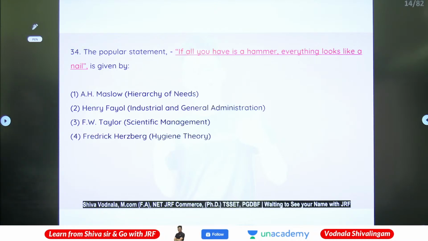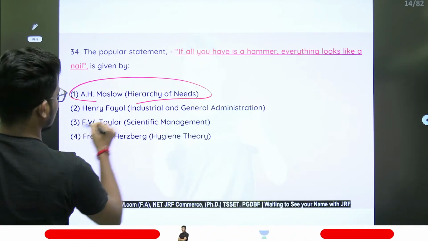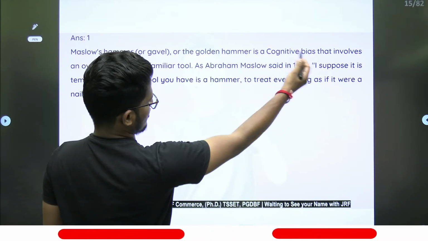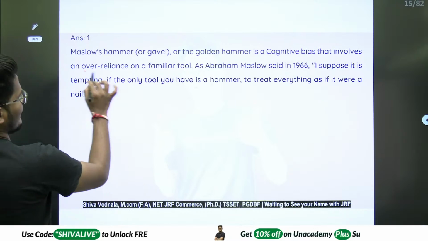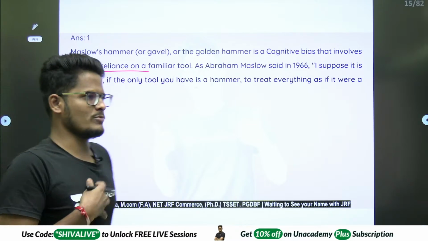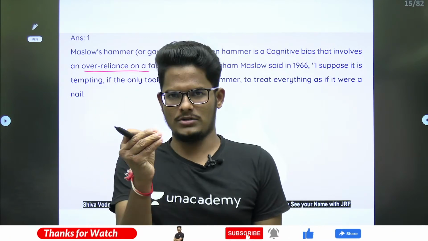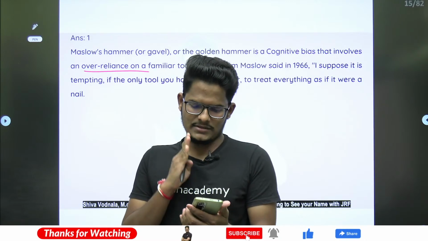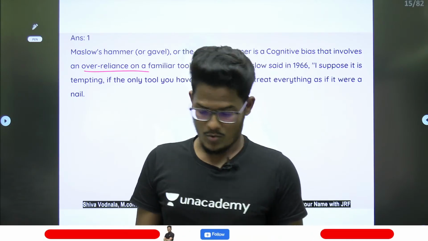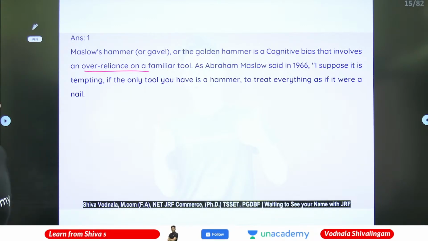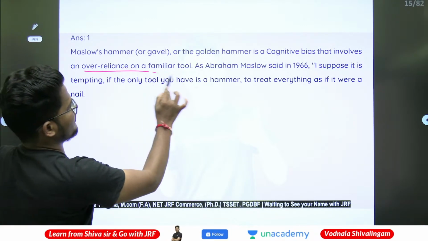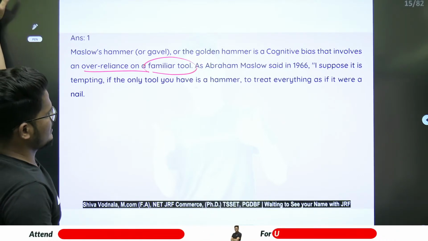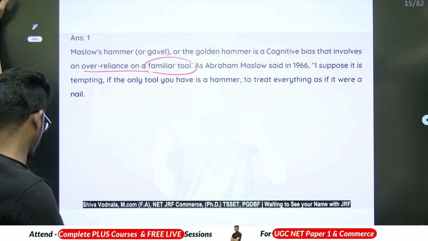This statement was popularized by Abraham Maslow in the hierarchy of needs theory. You can just search for Maslow's hammer or gavel. The golden hammer is a cognitive bias that involves over-reliance on a familiar tool. It means if you are too dependent on any tool that you know, like a mobile, which is a tool, that is also dangerous. Oh my, my mobile, I'm going to have a heart attack. So depending too much on any familiar tool creates a bias and usually decreases a person's capability.